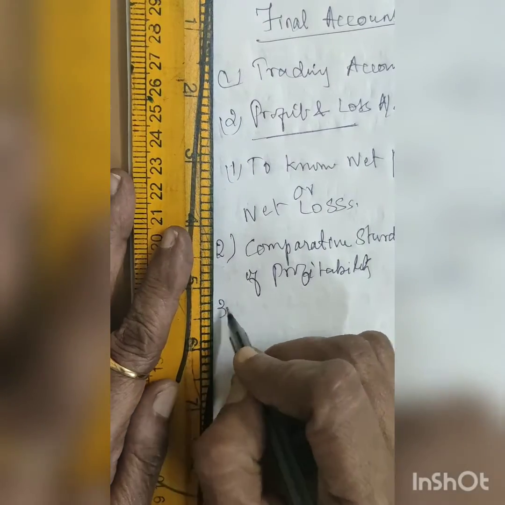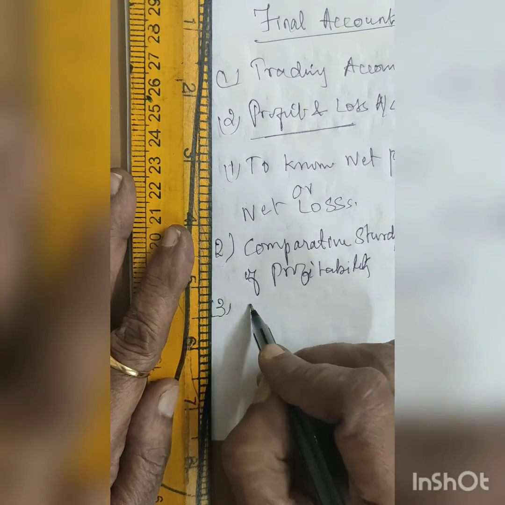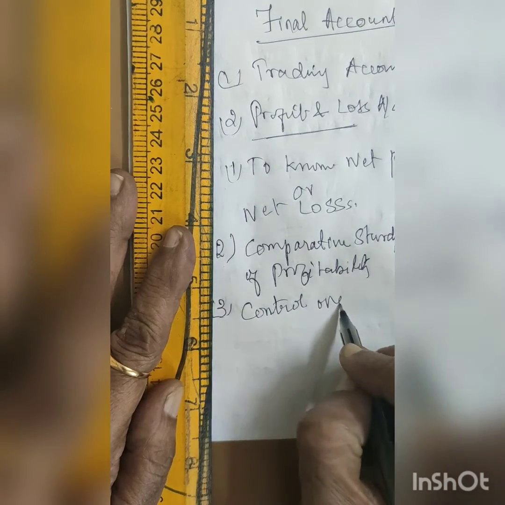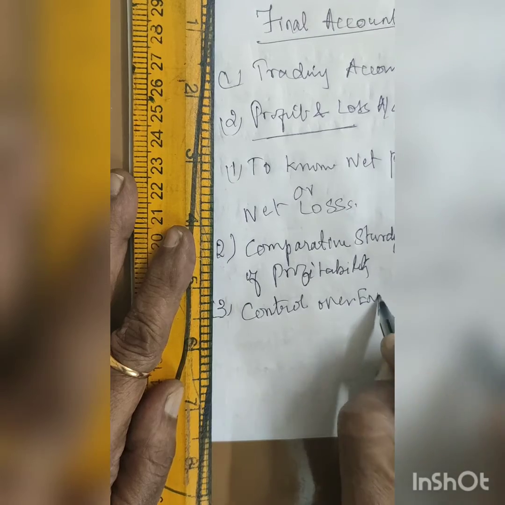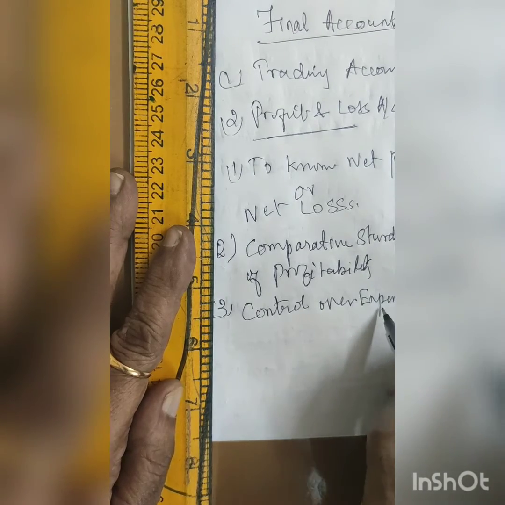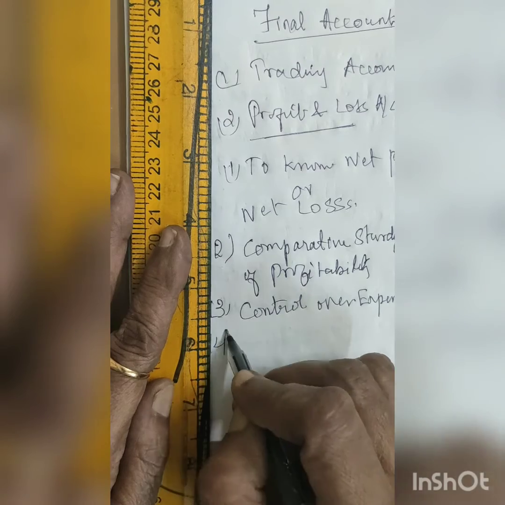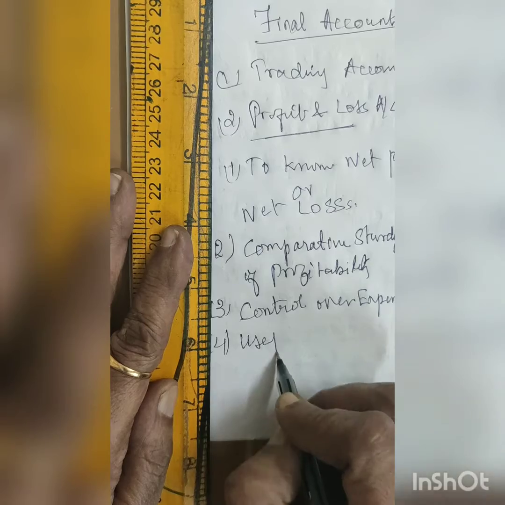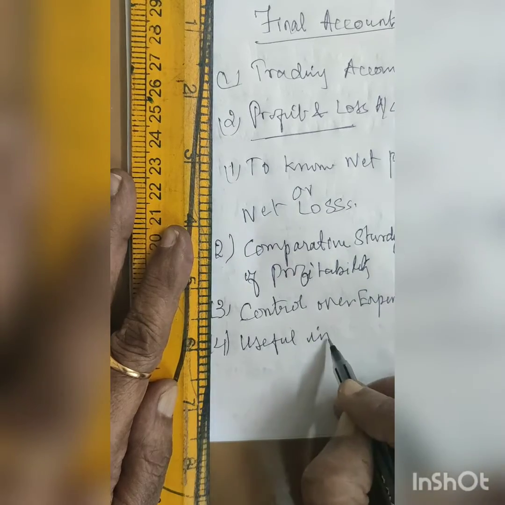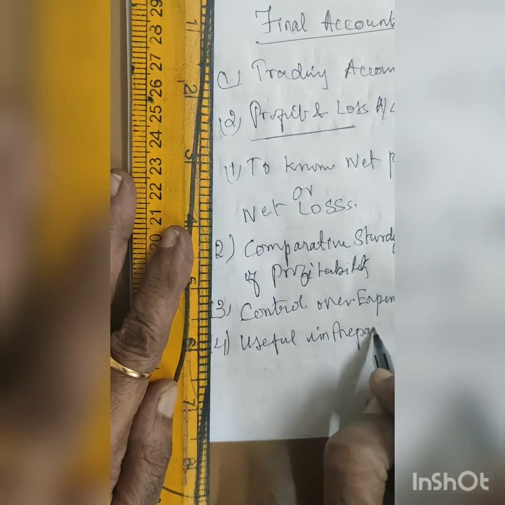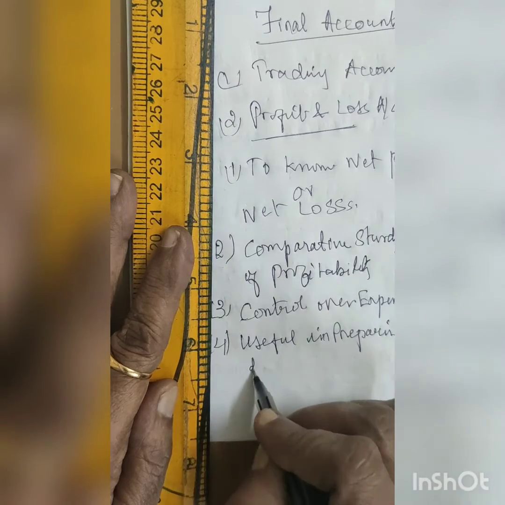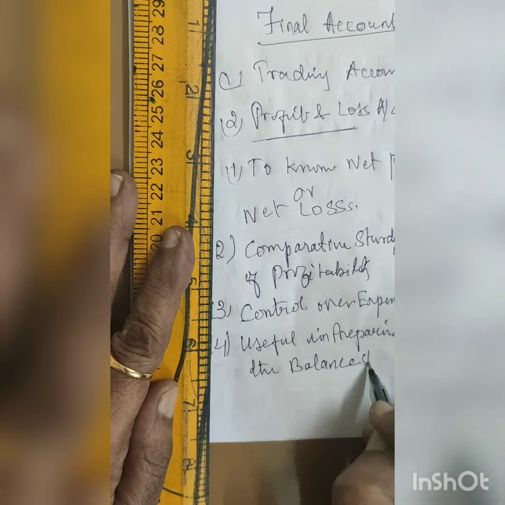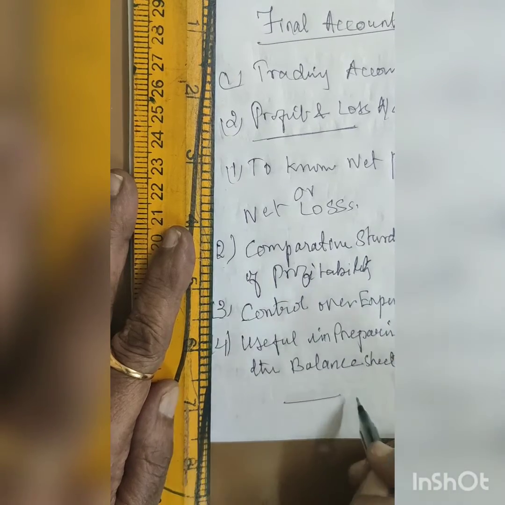Third one, control over the expenses. The profit and loss account helps us to control over expenses. Number 4, it is useful in preparing the balance sheet. The profit and loss account is useful in preparing the balance sheet. That means the balance sheet helps to know the financial position of the business.